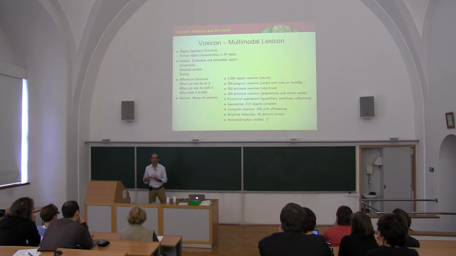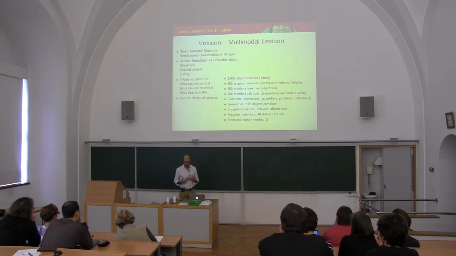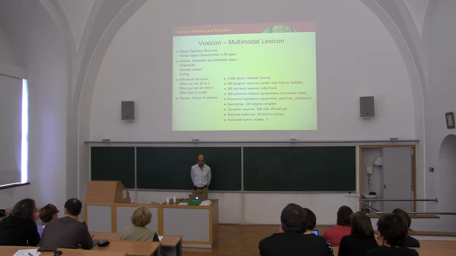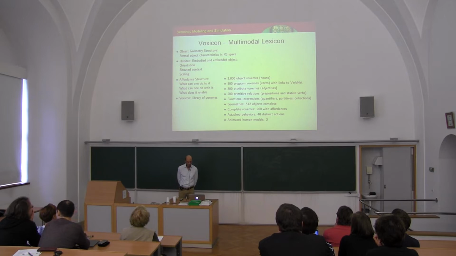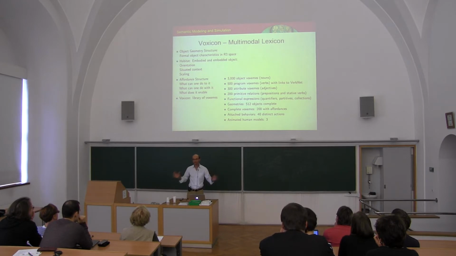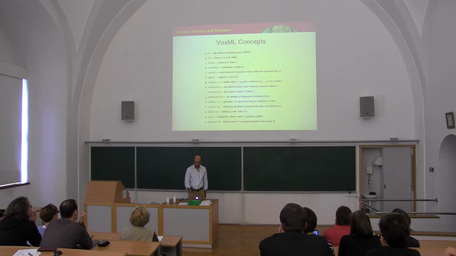Everything is an actor. You know what to do. I'm a cup. I know what to do. So currently we have, well, we're going towards 3,000 object voxemes, and we currently have about 512 geometries. 200 have complete affordances, and 40 verbs, which are now encoded as programs, and we only have three rigs, three guys in the simulation called animated models or rigs. And I'll tell you about those.